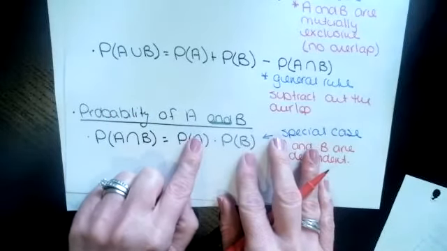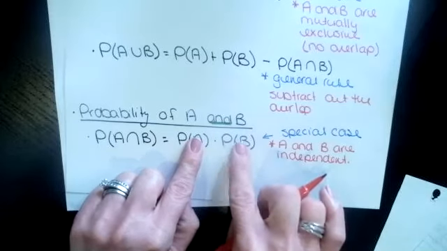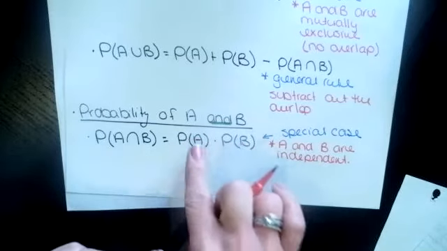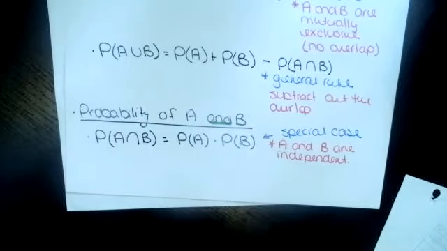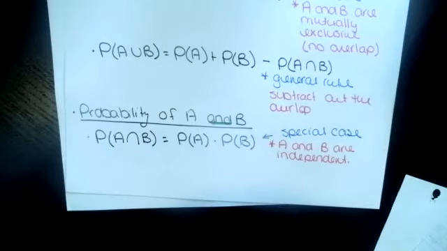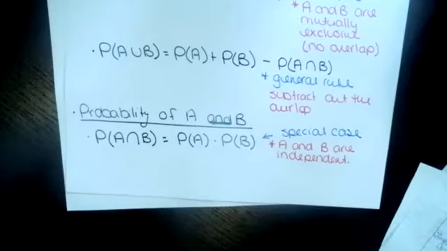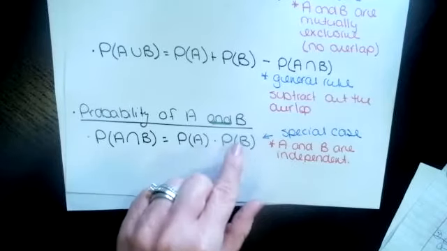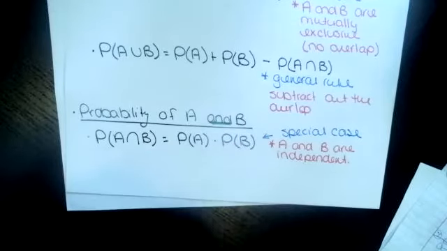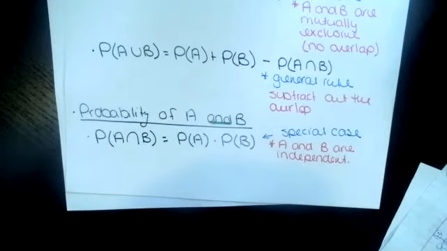When A occurs, does that affect B or vice versa? If B occurs, does that affect A? If it does affect it, then they're not independent. But if it doesn't change the probabilities, they remain the same, then that means these are independent. Okay? So just keep in mind, independence means that B does not affect A when it occurs and vice versa. A does not affect B when it occurs. Okay?